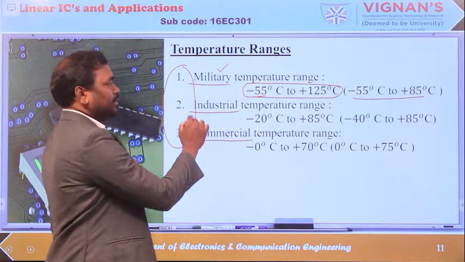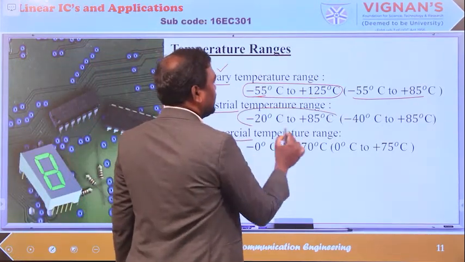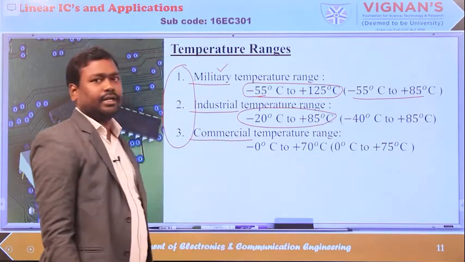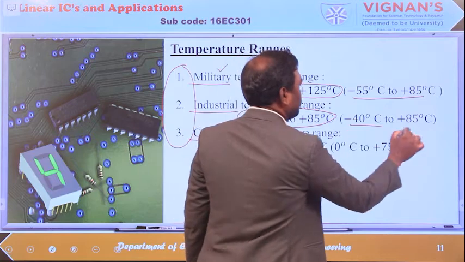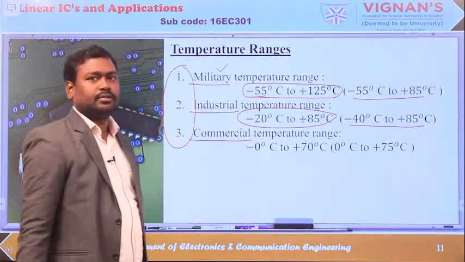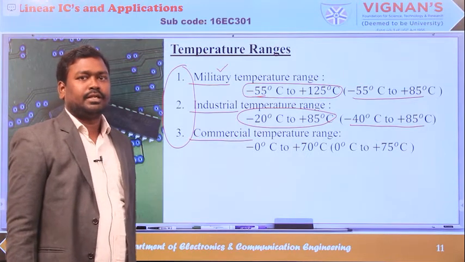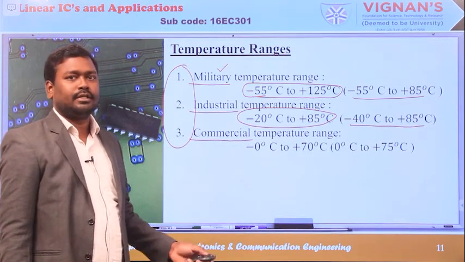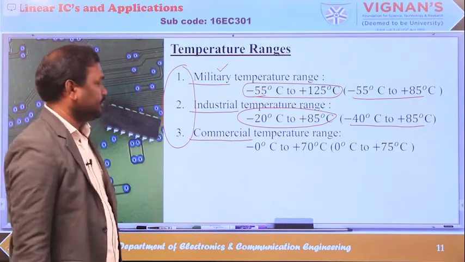Next, industrial applications. The industrial application temperature range is -20 degrees to 85 degrees. Sometimes it is -45 to 85 also. So based on the temperature range, you have to choose an IC which can withstand this temperature range.